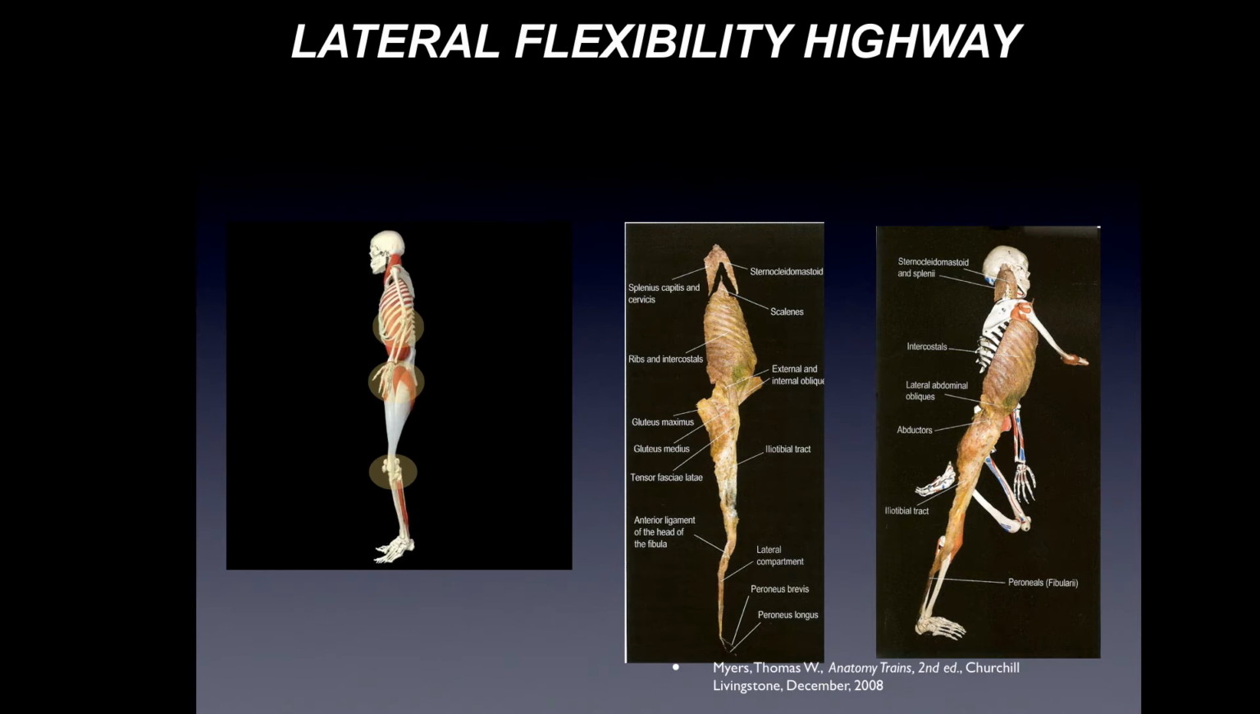The tensor fascia lata merges with the lateral gluteal complex, and as the lateral gluteals meet the quadratus lumborum, obliques, intercostals, into the latissimus dorsi, into the shoulder girdle, the lateral flexibility highway is crucial to allow not only adduction moments, but will improve hip internal rotation.